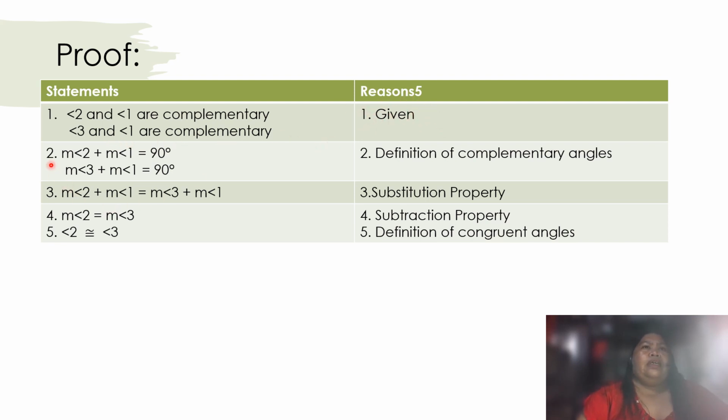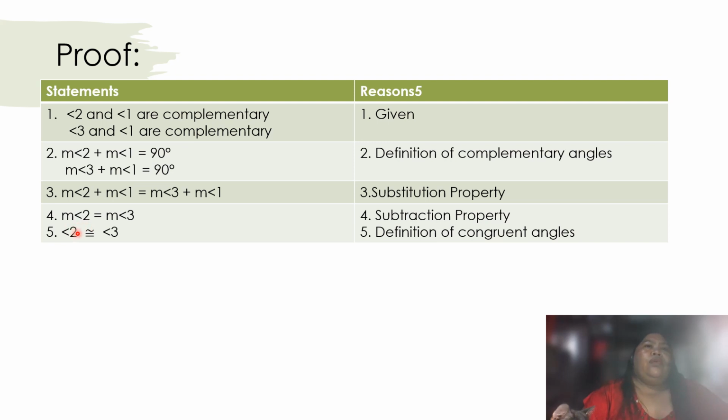Measure angle 2 plus measure angle 1 is equal to 90 degrees, and measure angle 3 plus measure angle 1 is equal to 90 degrees. Our reason is the definition of complementary angles, which says two angles are complementary if their total sum is 90 degrees. Okay? So measure angle 2 plus measure angle 1 is equal to measure angle 3 plus measure angle 1. That is the substitution property.